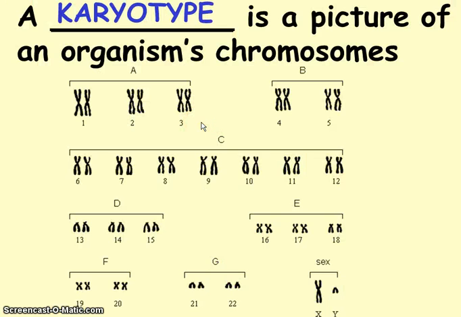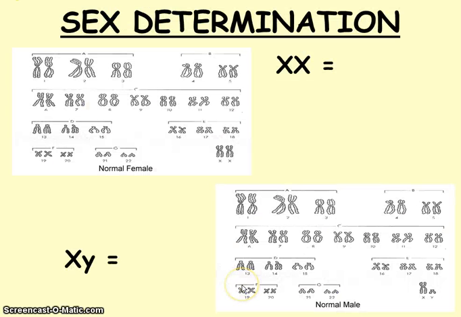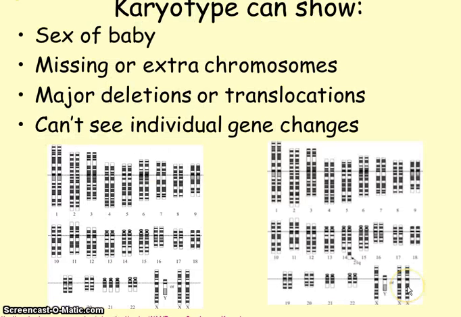This is showing a karyotype. It is a picture of someone's chromosomes. So you can see there's 23 pairs, all in order from the largest to the smallest. And it's a girl, she has XX, and the XY over here is the male. And it can show you the sex. It can show you if you have extra chromosomes. So right here, this is Down syndrome. You have an extra chromosome. You can see if there's any kind of deletions, but you can't see the actual gene.